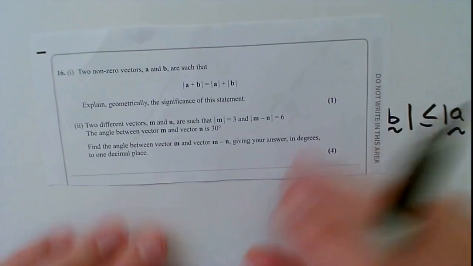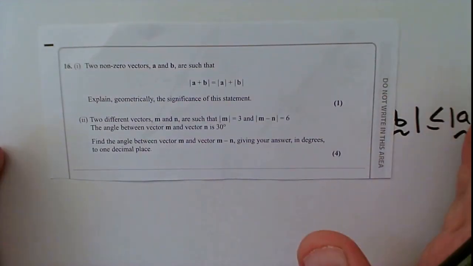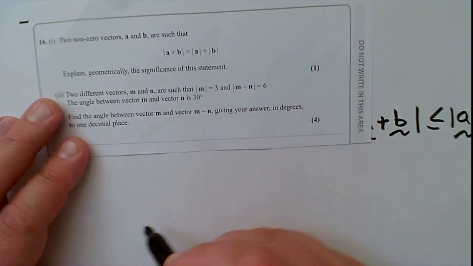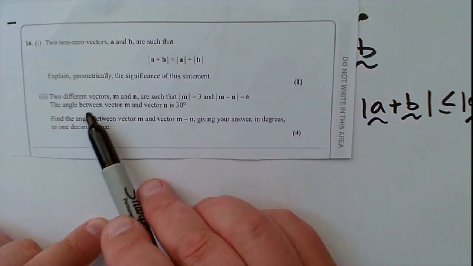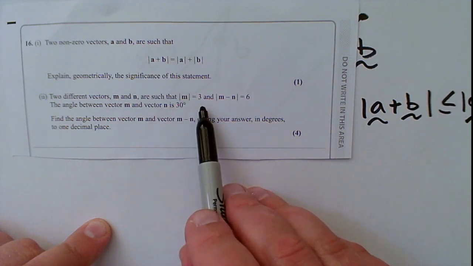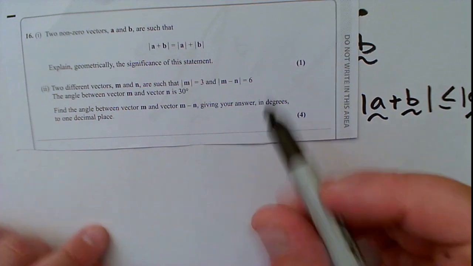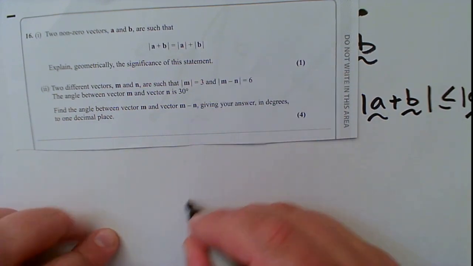Let's see if we can make some sense of part 2, because it was actually a slightly contrived question in terms of vectors, but I understand that because it's AS level. Let's just do it. Two different vectors, m and n, are such that the size of m is 3 and the size of m minus n is 6. It's going to be very good for you to understand what m minus n looks like, and I'm just going to draw it for you.